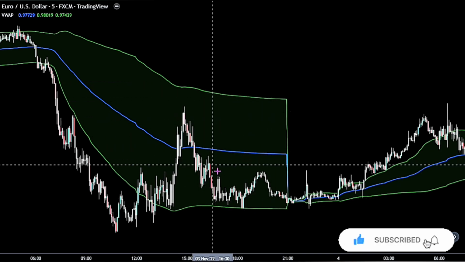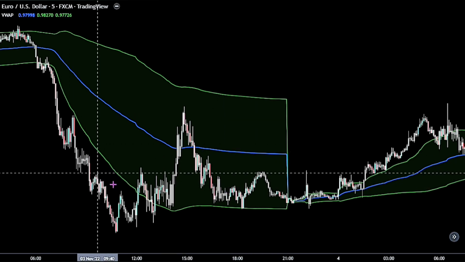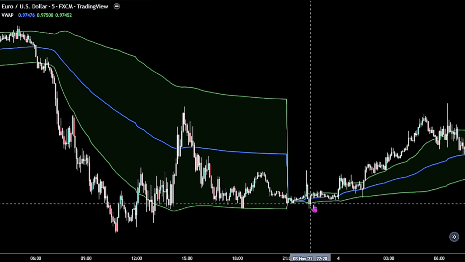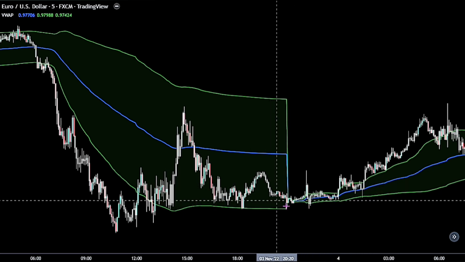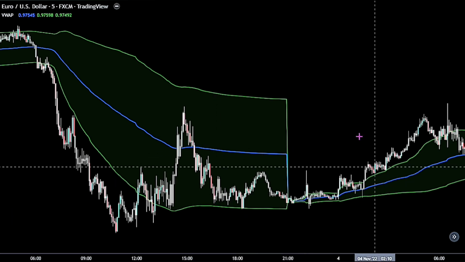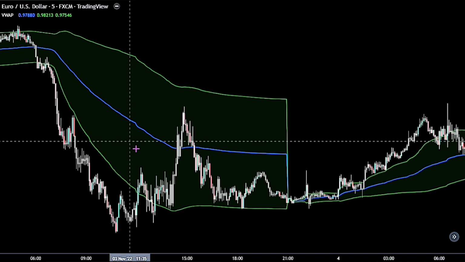VWAP is primarily used by technical analysts to identify market trend. Using this strategy is very simple and effective. How I make use of this strategy is by using it to identify the general trend of the market, as well as what trend I should follow. And the best way to do that is this.